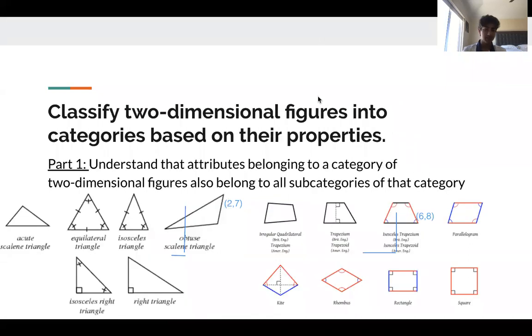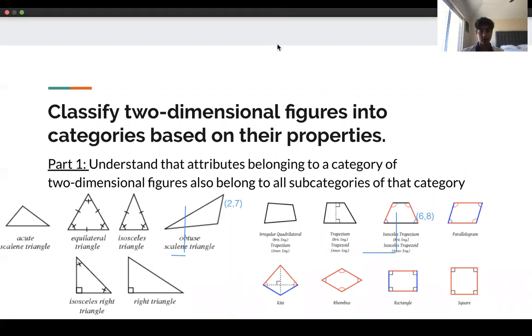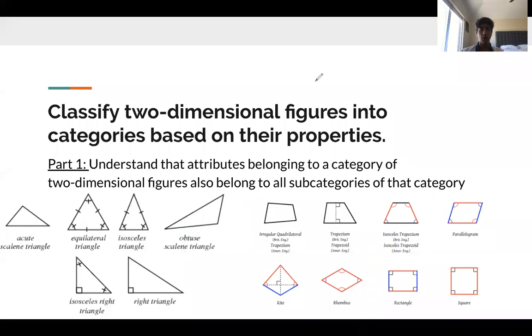Now this is actually the final slide for today's lesson, and all it requires is understanding how to classify two-dimensional figures into categories based on their properties. So what this part says here is, you need to understand that attributes belonging to a category of two-dimensional figures also belong to all subcategories of that category. What that says is, I want to understand that these triangles, this one, and this one, all have 3 sides. That's understood.